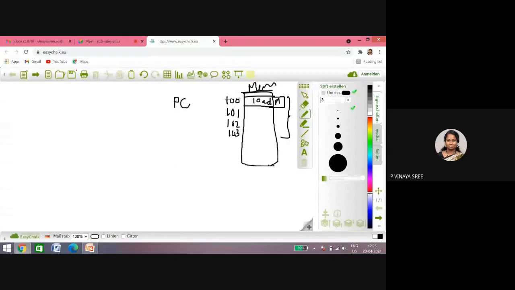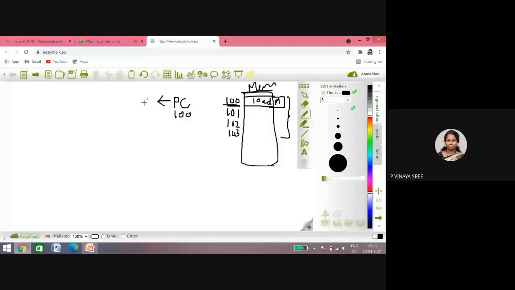The program counter stores the address of the next instruction that the processor has to execute. Already some other program is executing, and after completing that, it must execute this one, so I'm storing 100 here. Now this 100 present in the program counter must be placed in which register? The memory address register, which we will simply call the address register.